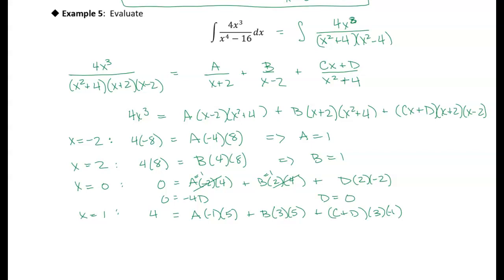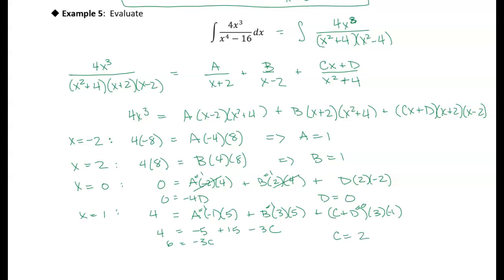Now we know again a is equal to 1 and b is equal to 1. So I have 4 equals minus 5, and then plus 15 minus 3c, because d is equal to 0. And now I can solve for c. This becomes positive 10. I subtract it from the other side, and I'm going to get 6 is equal to minus 3c, and so c equals 2.